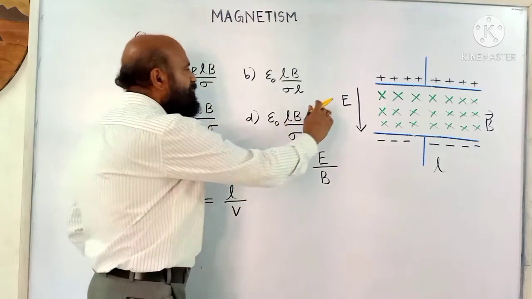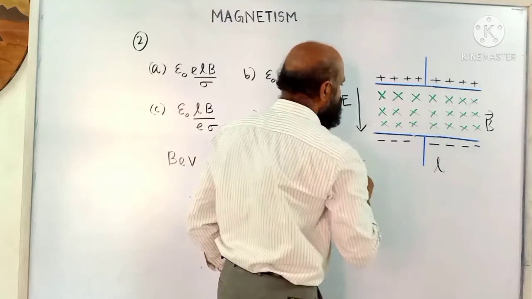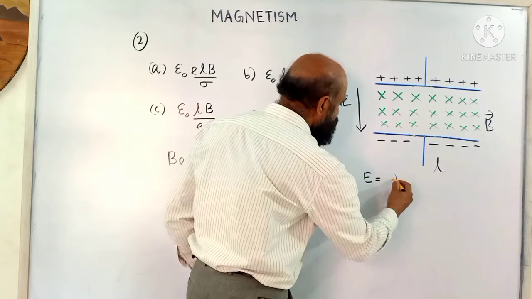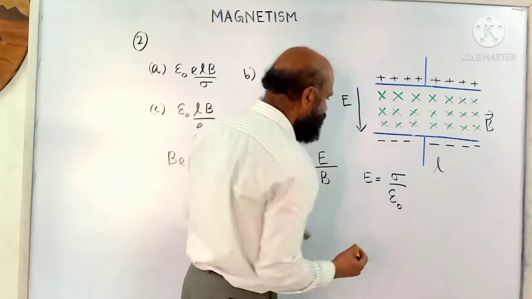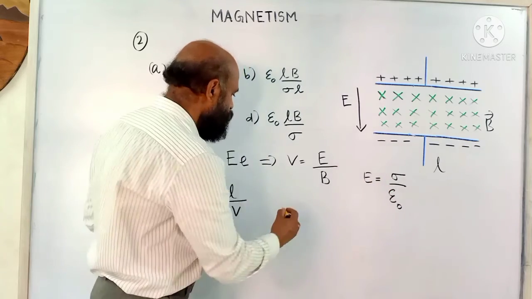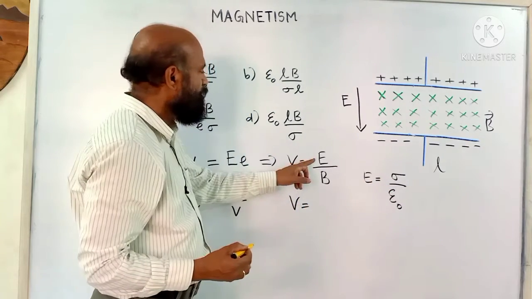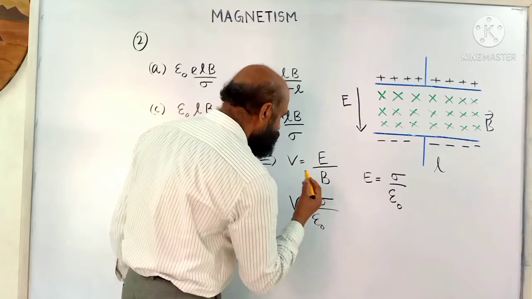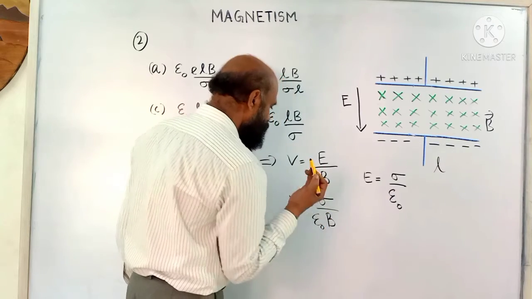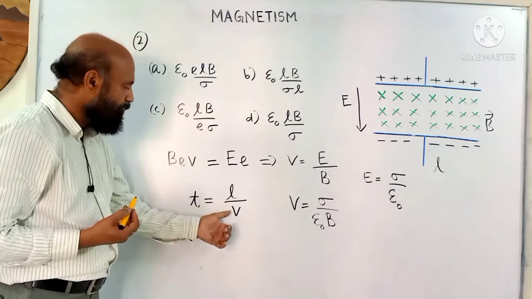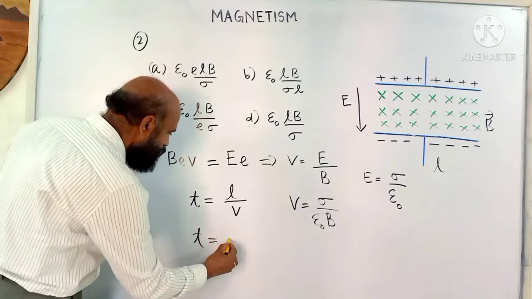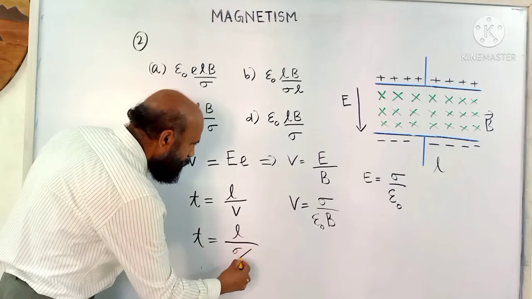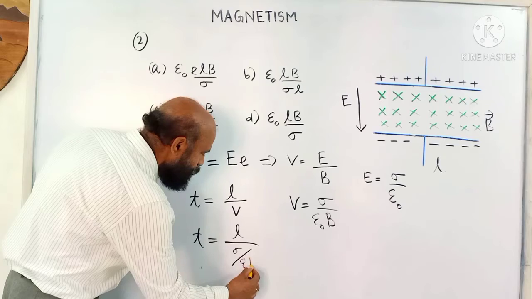So here the charge density is sigma. So the electric field E is equal to sigma by epsilon 0. So V is equal to, instead of this E, we can write sigma by epsilon 0, divided by B. Then the time taken is L by V. T is equal to L divided by V, where V is sigma by epsilon 0 B.